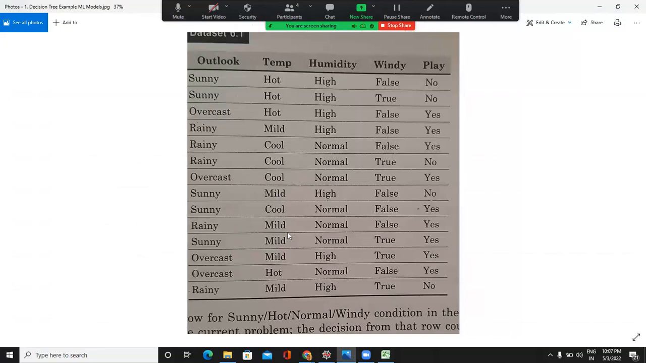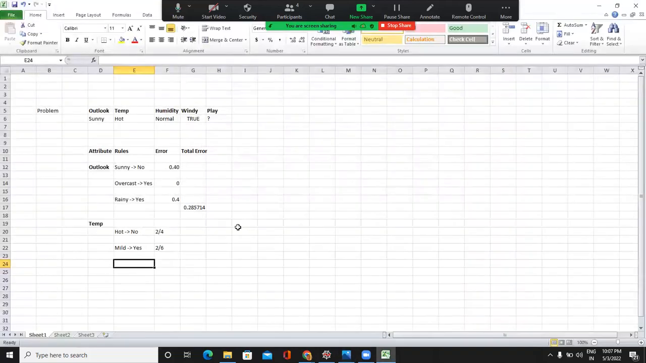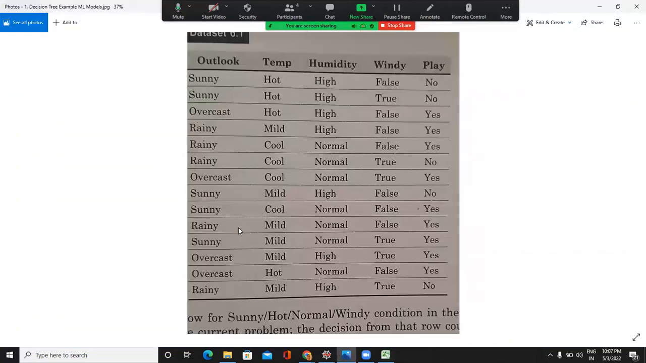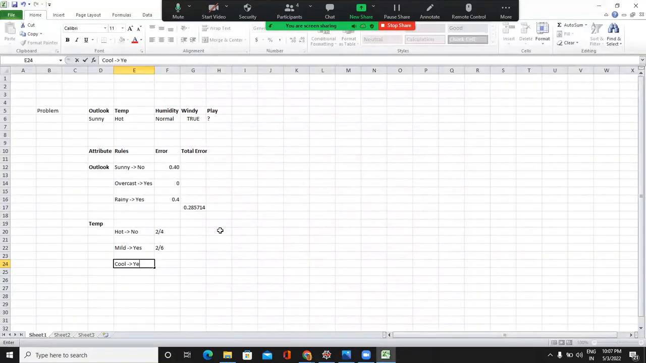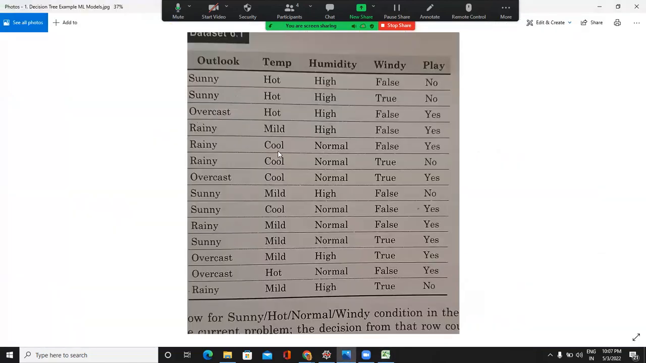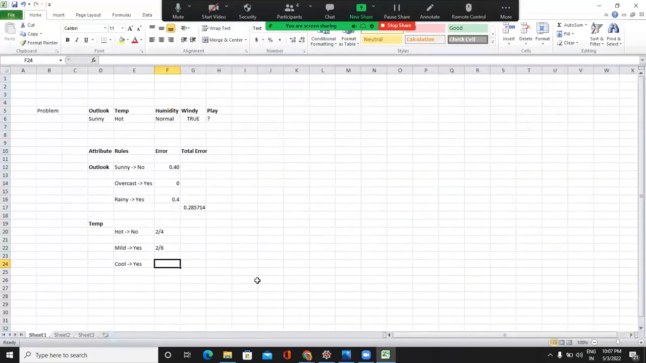Then there is also cool. Similarly, we will choose a rule. Cool yes, cool no, cool yes, cool yes. So more yes. So we will choose that as the rule. And if we choose that as a rule, how many times will we commit an error? This cool no, all other cool are yes. So we will be wrong 1 out of 4 times.